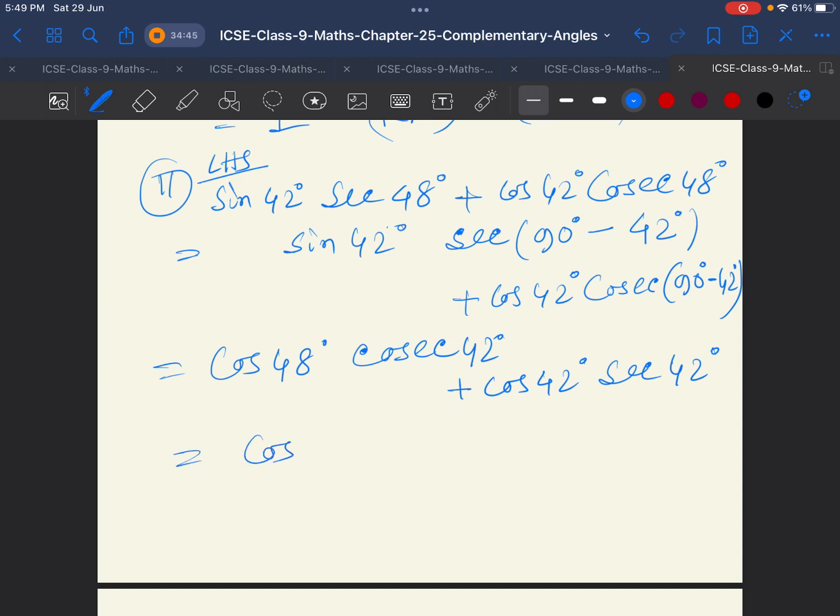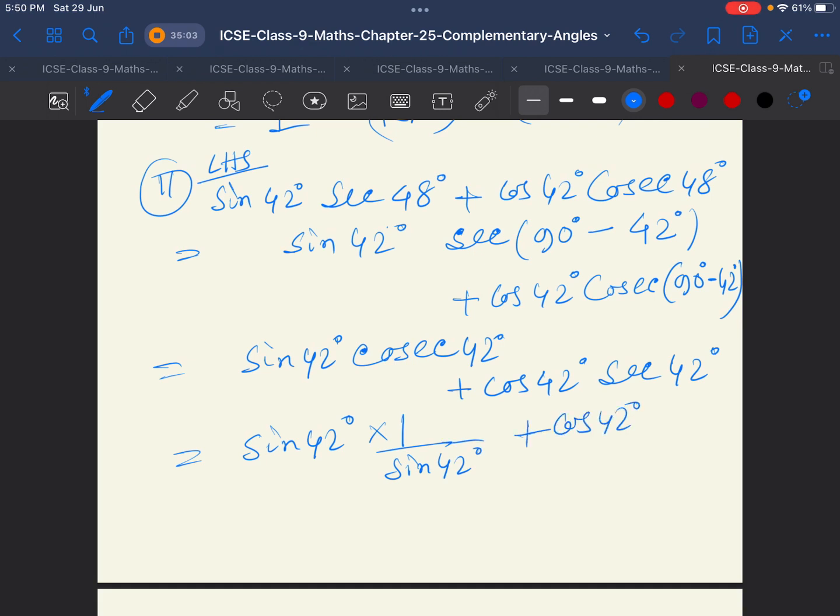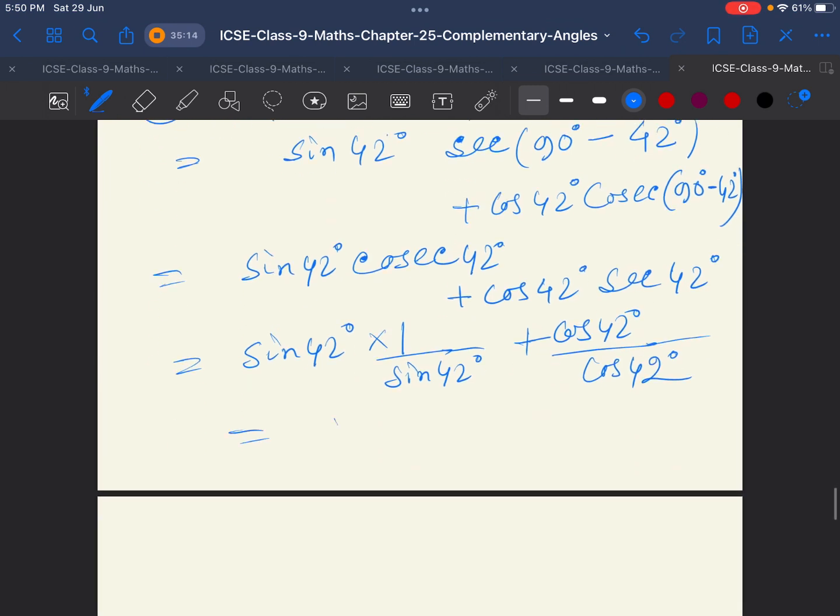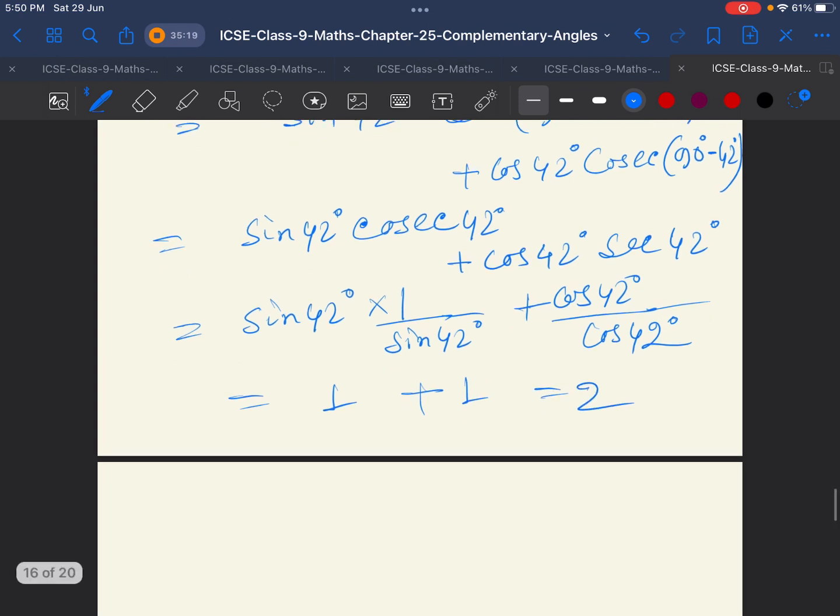So here you see, this is sine of 42 degree. We can write sine 42, and we know cosec 42 is 1 by sine 42, plus cos of 42 degree. Sec 42 is 1 by cos of 42. So we get cos 42 divided by cos 42 is 1, so this is 2. Okay, this is right hand side proved.